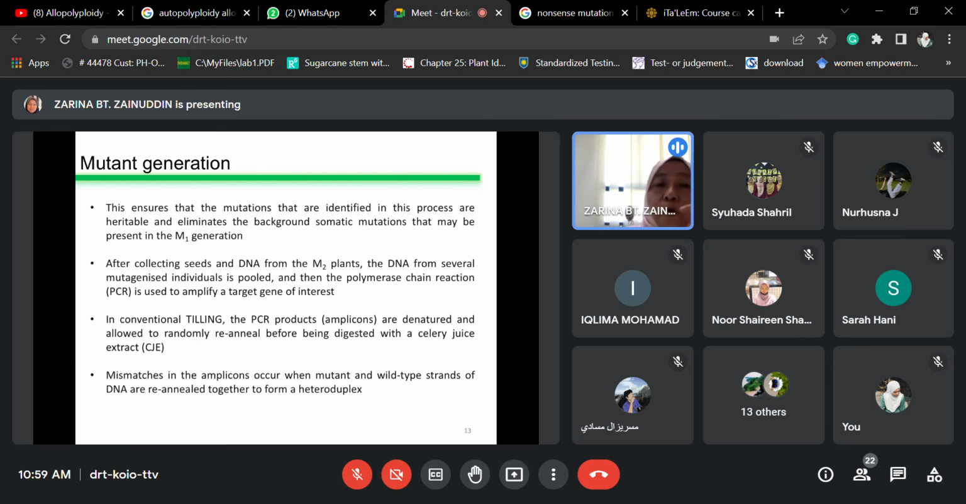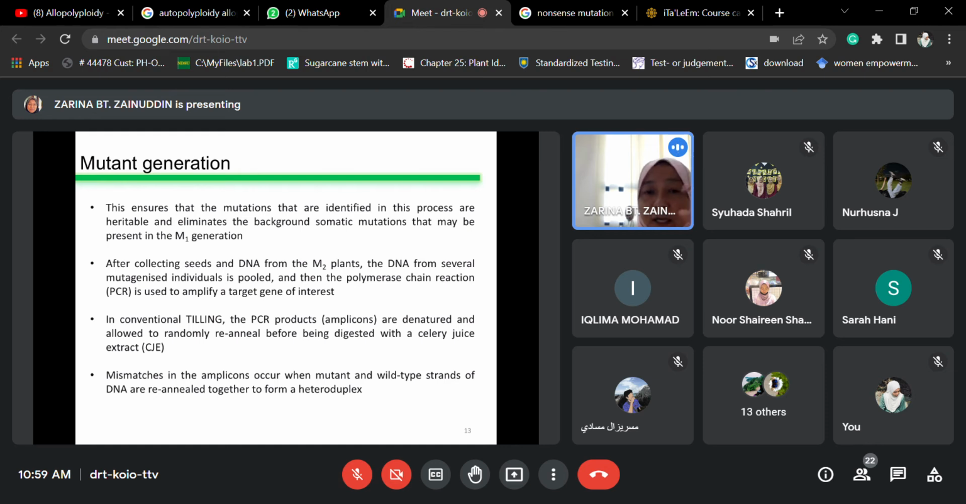Okay, so why do we use the M2? Because we want to identify that the mutations we identify in this process are actually heritable. Okay, maknanya diwarisi lah. And we want to eliminate the background somatic mutation that may be present in the M1 generation. That's why we screen the M2 generation, bukan M1.